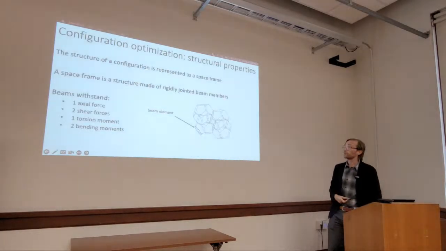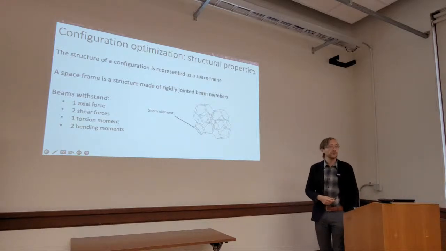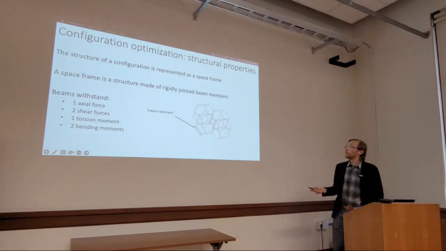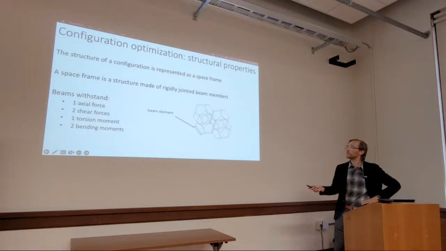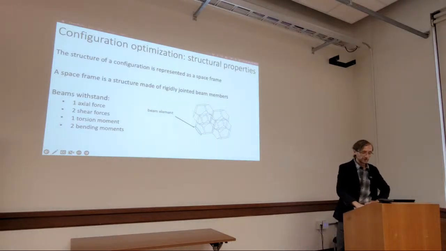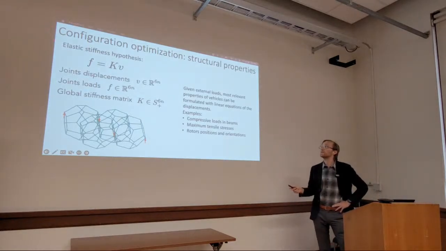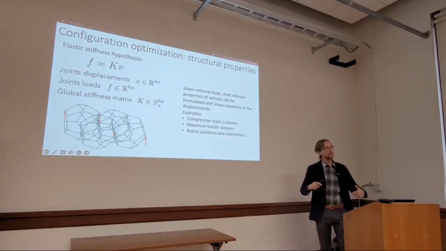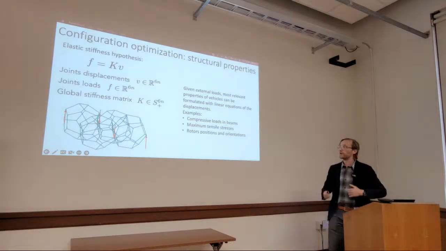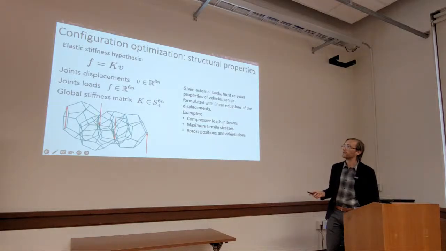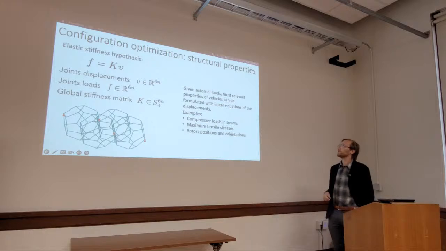Now I mentioned also structural properties. So how do we deal with optimization over the structural aspects for these configurations? Well, we can represent this as frame structures. Each of the bars that are used to create these modules are actually beams. And by using some elastic stiffness hypothesis, the relationship between external forces and displacements of this frame is linear. So if we apply some forces, we can find the displacements by using the inverse of that stiffness matrix.